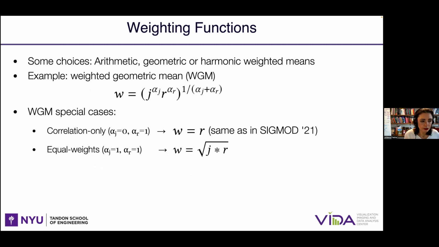And this is nice because it actually captures exactly what we proposed initially for correlation joins. When the weight for the join equals 0, it's exactly what we had for the original correlation joins. And we can also see that when you have equal weights, you actually have W equals the square root of J times R.